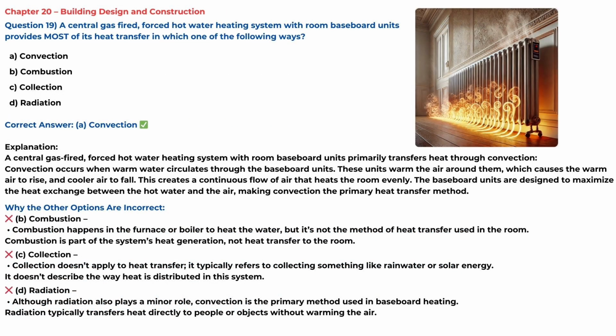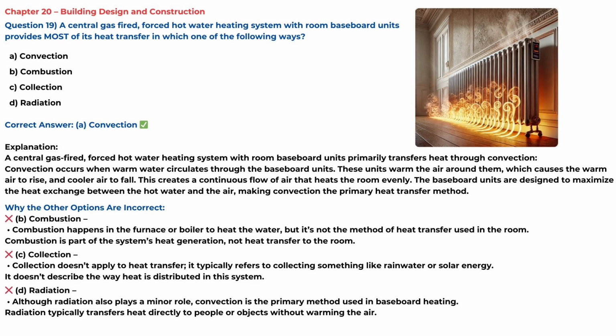Question 19. A central gas-fired, forced hot water heating system with room baseboard units provides most of its heat transfer in which one of the following ways? Correct answer: A. Convection. Explanation. A central gas-fired forced hot water heating system with room baseboard units primarily transfers heat through convection. Convection occurs when warm water circulates through the baseboard units.